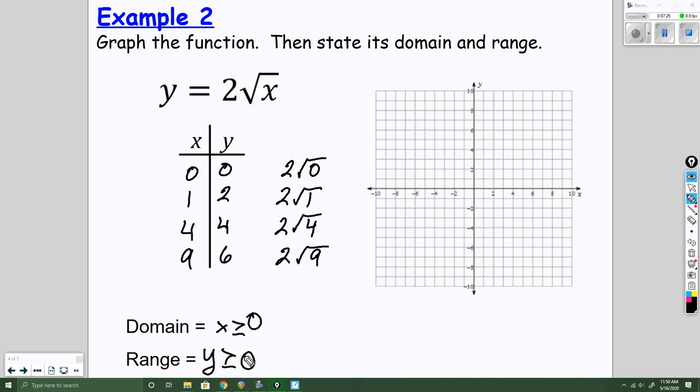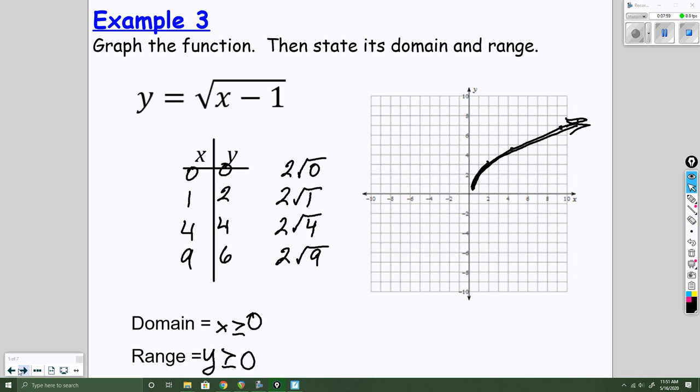All right, so now let's graph that. 0, 0, 1, 2, 4, 4, and then 9, 6. All right, not the best graph in the world, but we get the point. All right, so let's move on.